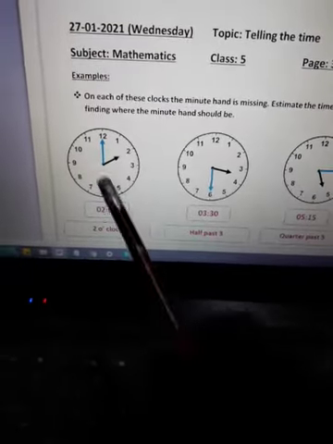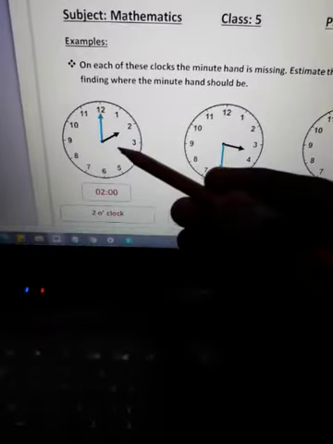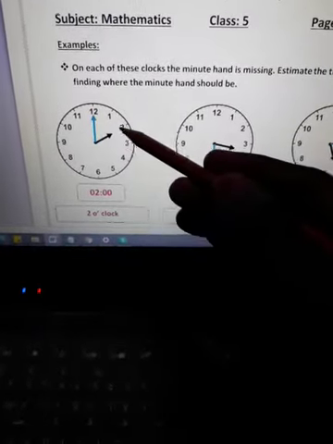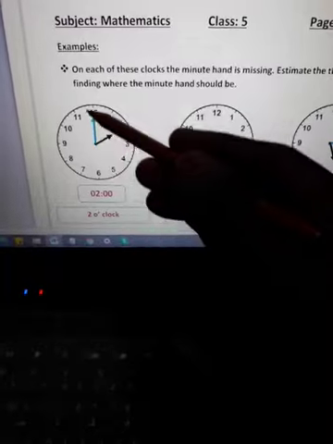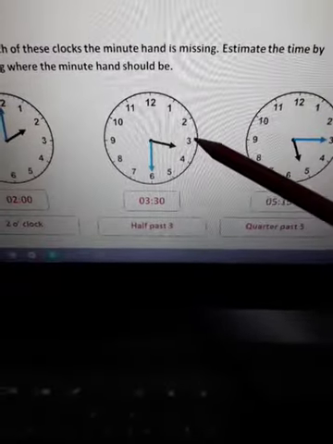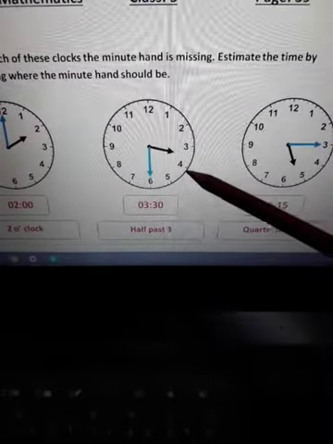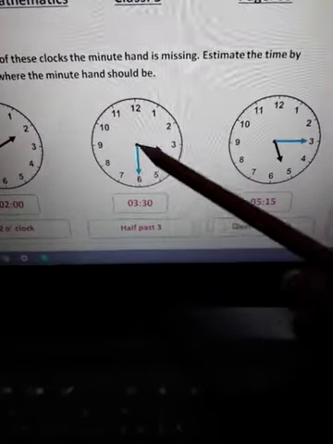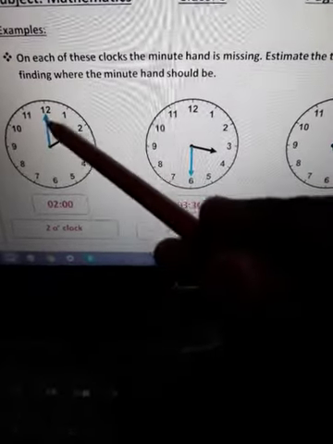Okay. That means this black one is the hour hand I have given to you. Where is the minute hand? Look here. The hour hand is exactly at 2. If it is exactly 2, it is 2 o'clock. Understand? Now if you look here, the hour hand is between 3 and 4. Between 3 and 4 means it is half past 3. That means 3:30.